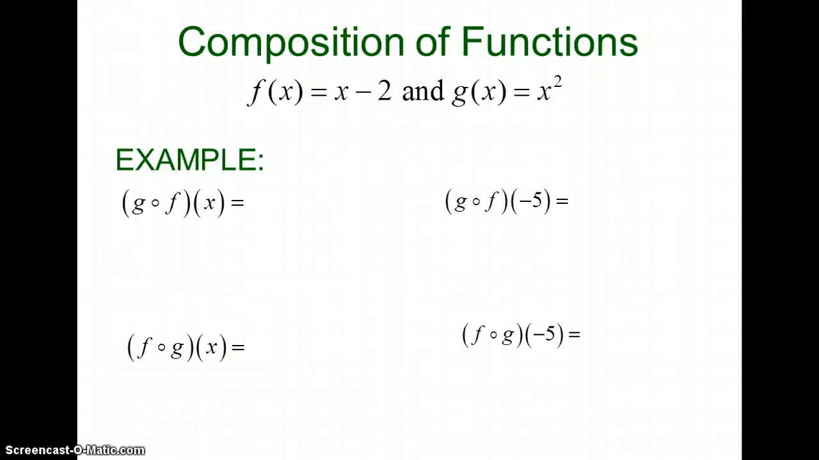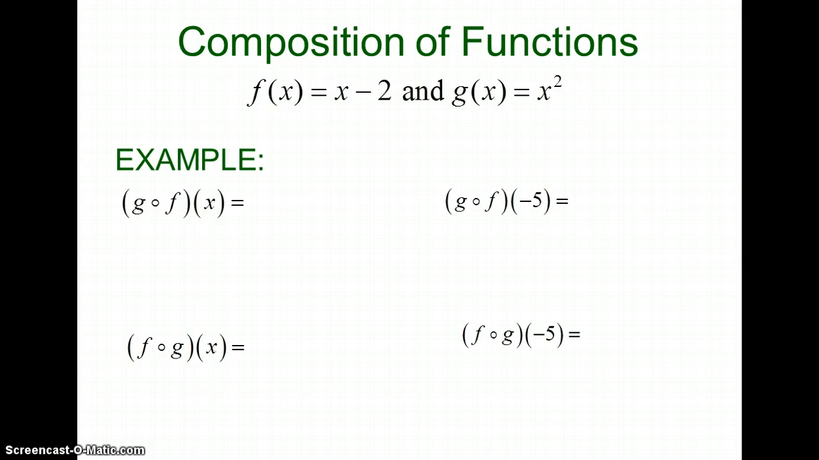Okay, so we're going to start out pretty basic. We have two functions here. We're going to do f of x is x minus 2, and g of x is x squared. So according to this, we're going to always put the second function in our composite notation into the first. So I'm going to put f into g, and it's just like the substitution method. So I'm going to substitute x minus 2 into the function x squared.